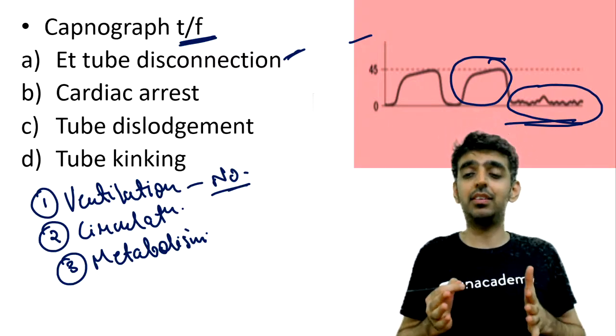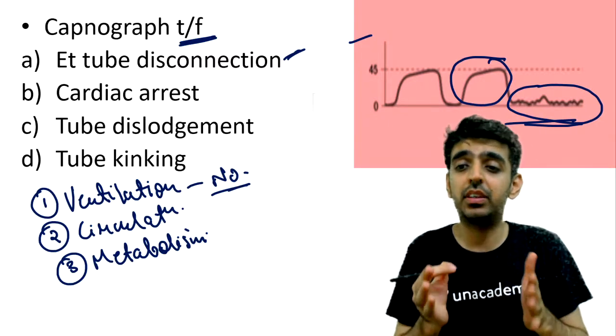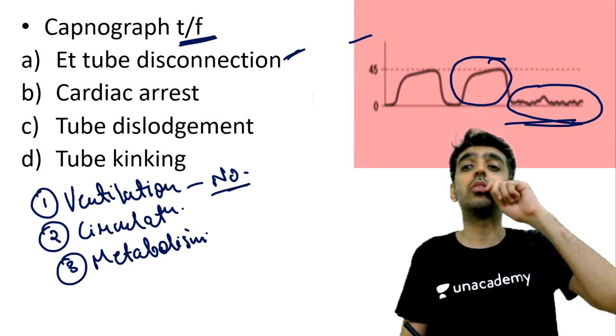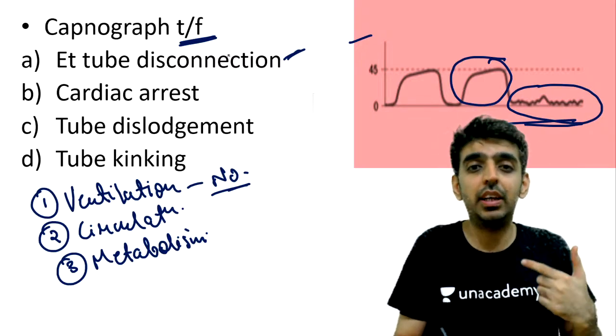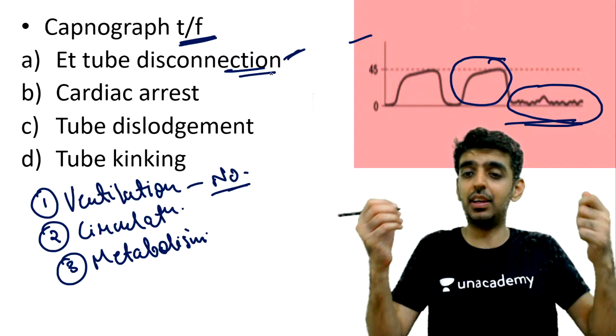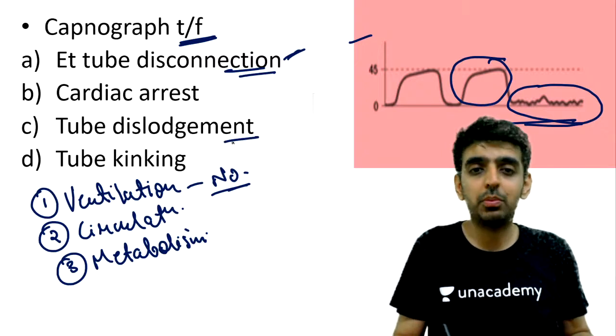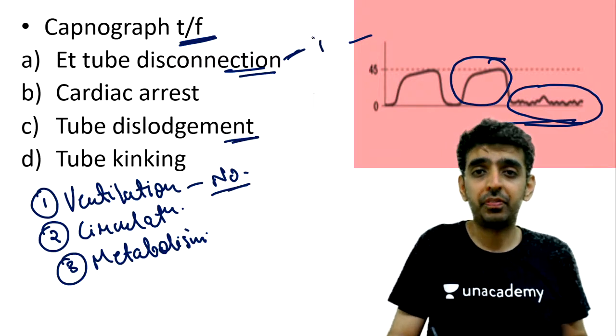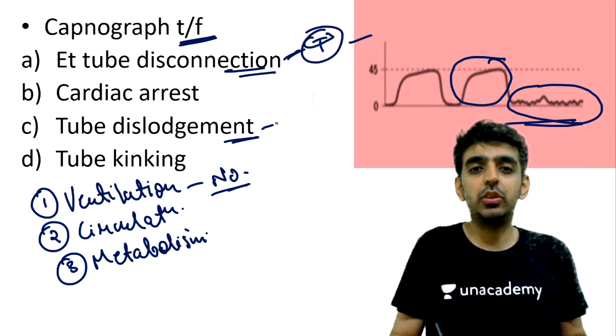So under anesthesia, when does a patient have no ventilation? When there is no tube inside the patient. That means ET tube disconnection is happening, that is the circuit has been disconnected or the tube has been dislodged. So option A is true, option C is true, right?